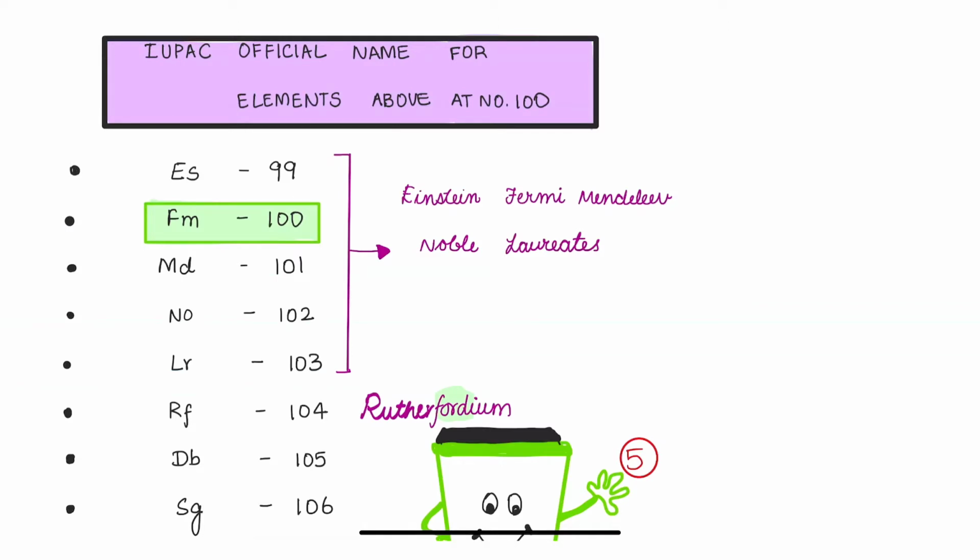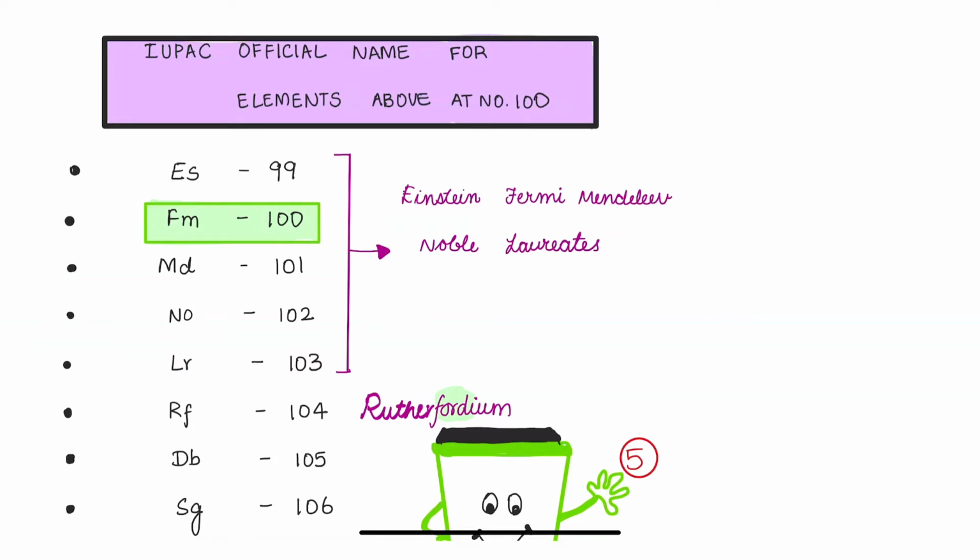Today, we are going to learn the tricks for remembering IUPAC official names for elements above atomic number 100. So let's get started. The first element is Einsteinium, which is 99. The second element is Fermium, which is 100. The third one is Mendelevium, 101. And Nobelium for 102, and Laurentium for 103.